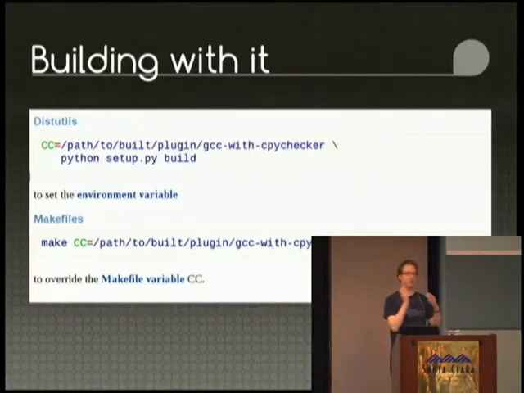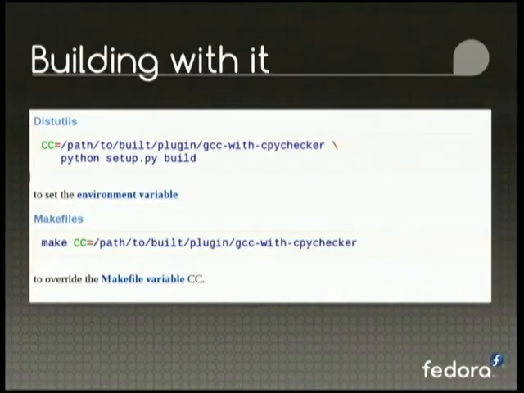So assuming you've built the plugin, how would you go about running it on your own code? If you're using distutils, so you normally do setup.py build, there's a helper script, gcc-with-cpychecker, that you need to ensure gets run rather than the regular GCC. And so just set CC in your environment to point to it, as given in the top half of the slide. And if you're old school and use makefiles, then set a makefile variable using the syntax at the bottom.